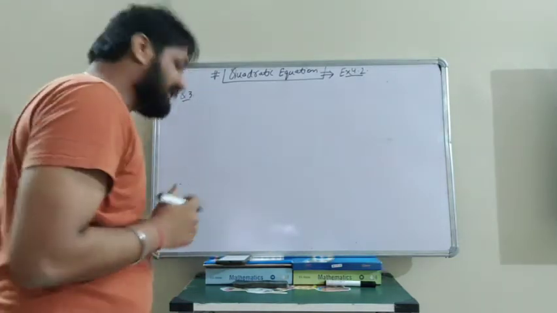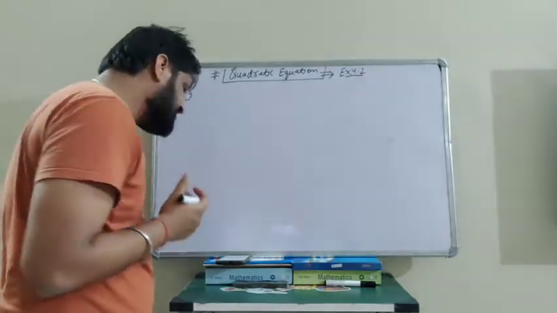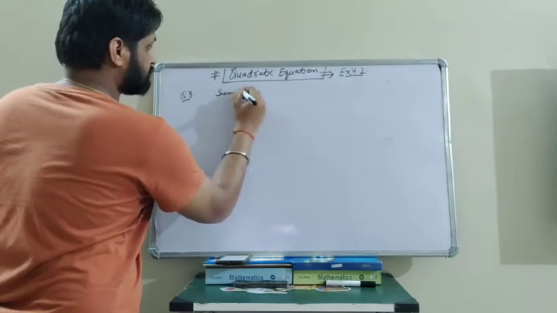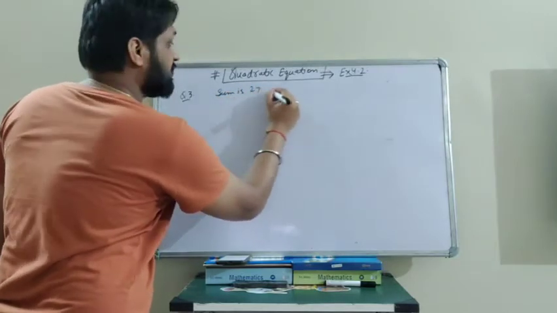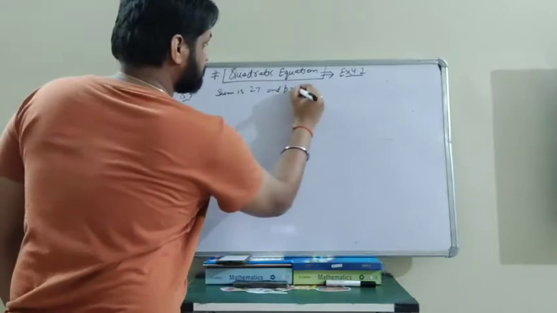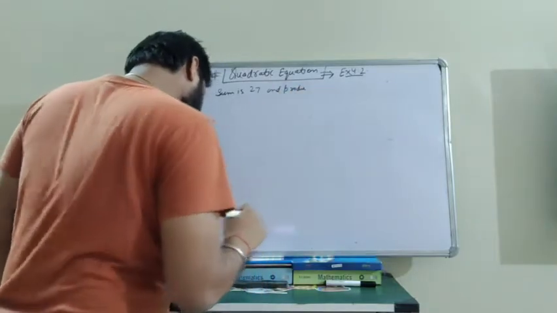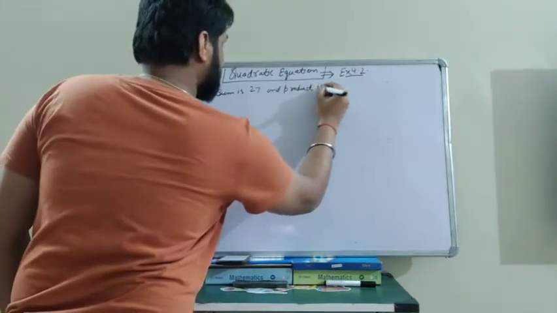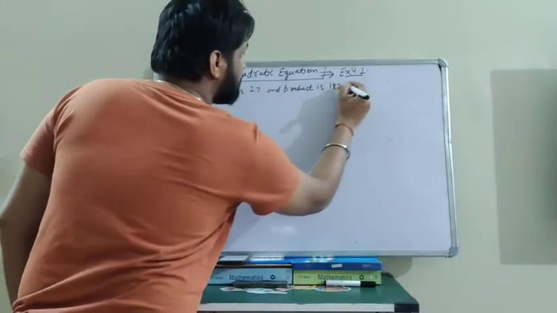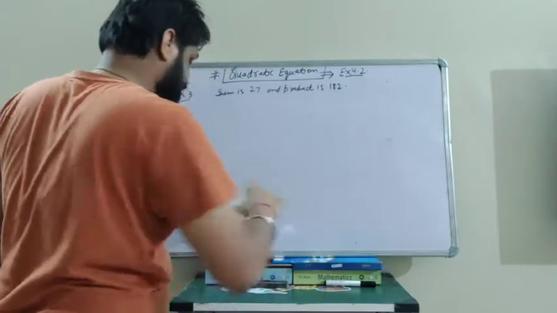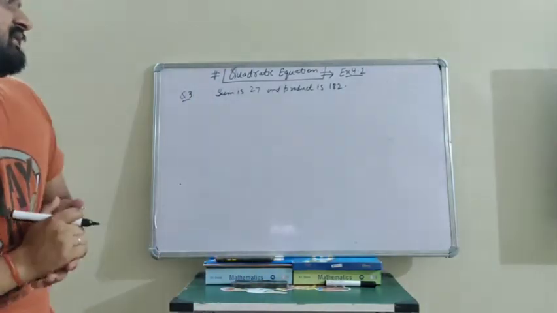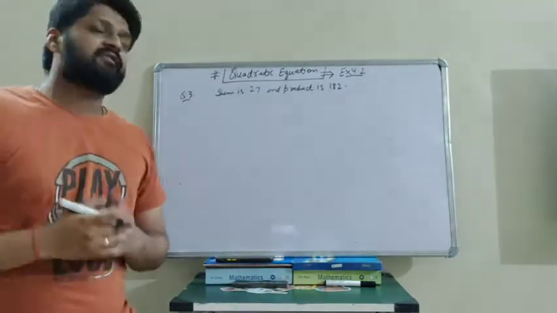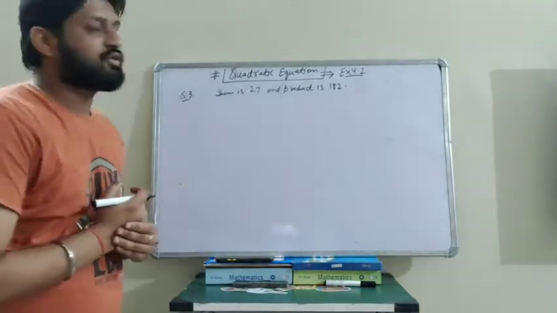and it is like find two numbers whose sum is 27 and product is 182. Sum is 27 and product is 182. So we have to find both the numbers. Now what is the question given? Find two numbers whose sum is 27 and the product is 182.